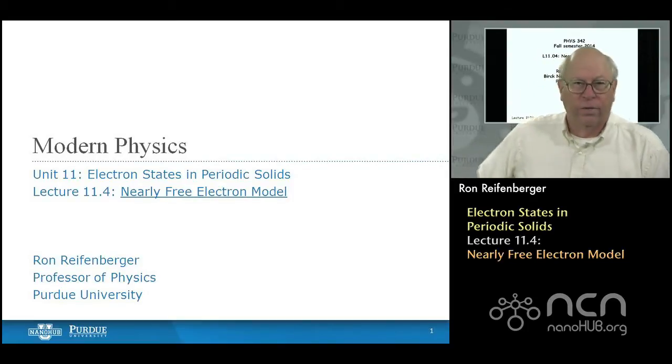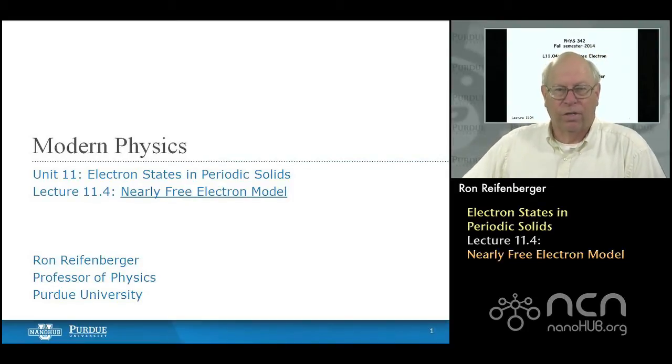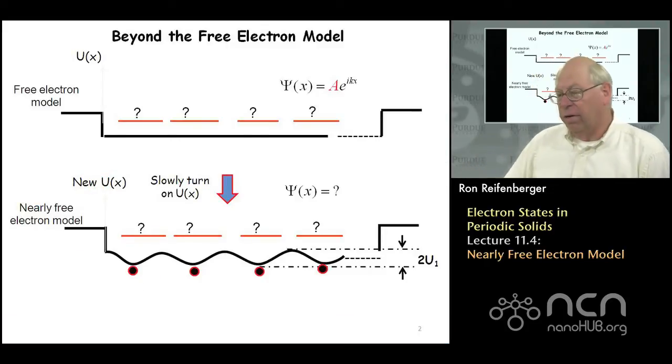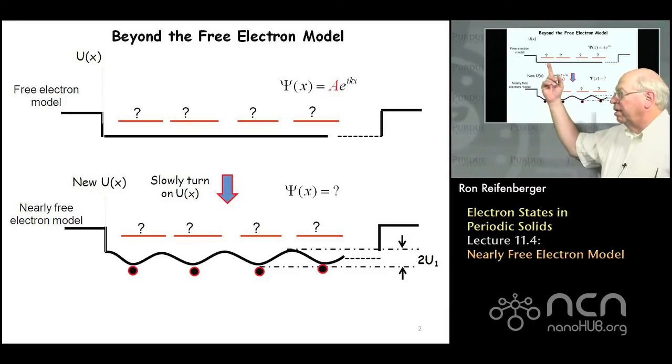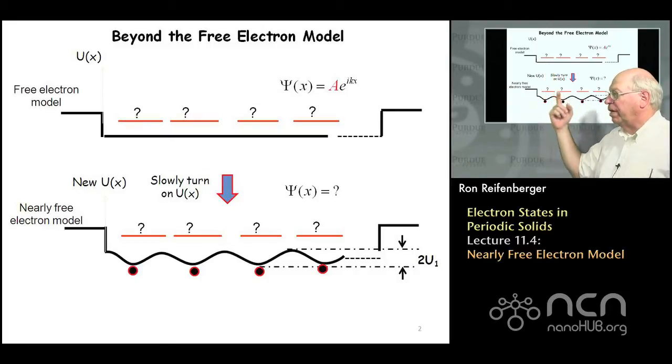In this lecture, we'd like to describe some of the important results that come from a model for electron states in solids called a nearly free electron model. This nearly free electron model attempts to address the issue of this constant electrostatic potential energy that's characteristic of the free electron model. In particular, we'd like to slowly turn on the interaction potential energy between electrons and the nuclei in the atoms that comprise the solid.